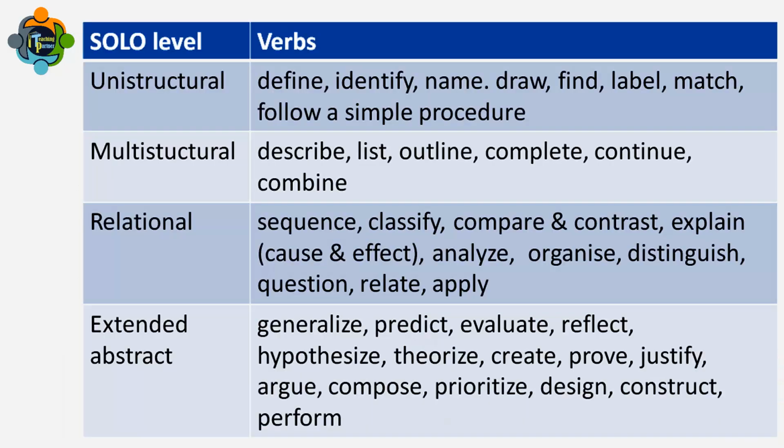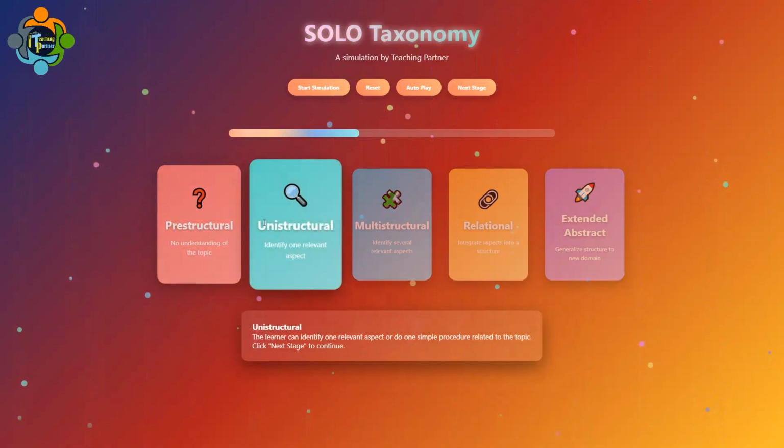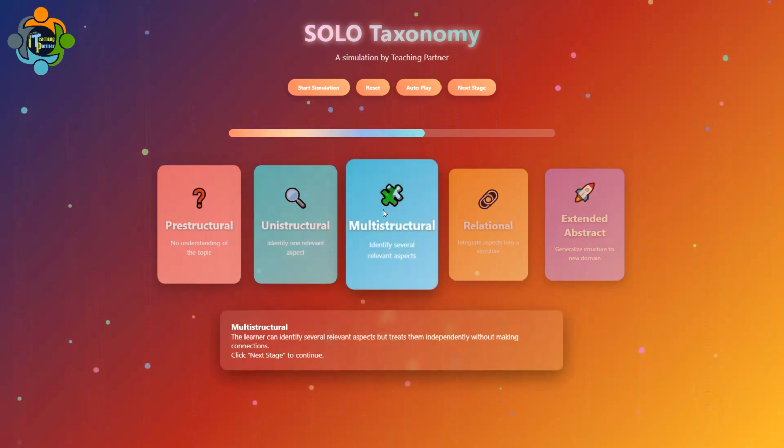Solo also has levels, but they describe the complexity of the answer a student gives. It starts at the pre-structural level, where the student misses the point entirely. Then comes unistructural, where they understand just one single obvious part. Next is multi-structural, where they have a list of several relevant points, but these points are separate and not connected.